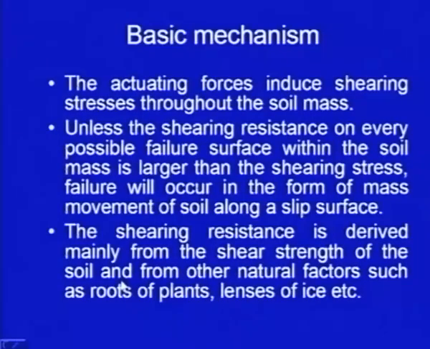Some help is available from other natural factors, for example roots of plants, or lenses of ice. In fact, plantation of roots is a very effective measure in the case of natural slopes, because the roots of the plants add to the shear strength of the soil mass and oppose the actuating shearing stresses. So, the basic mechanism is that there are actuating shear stresses, and those have to be resisted by certain resistance.